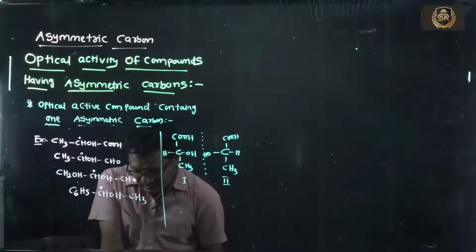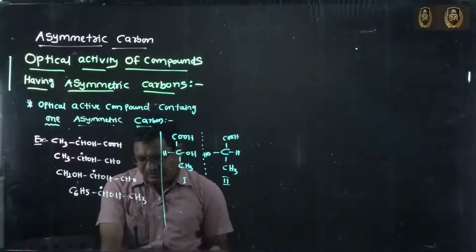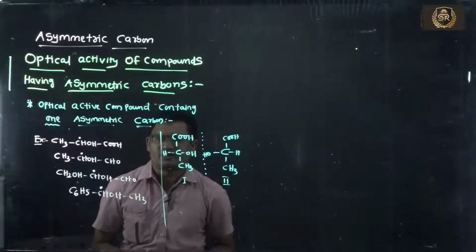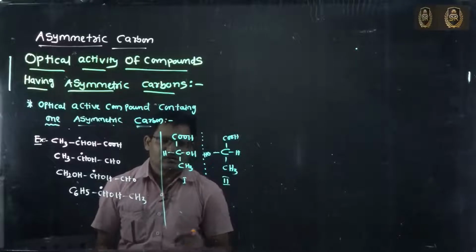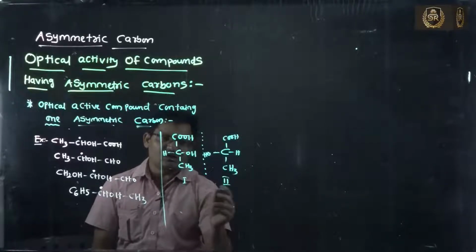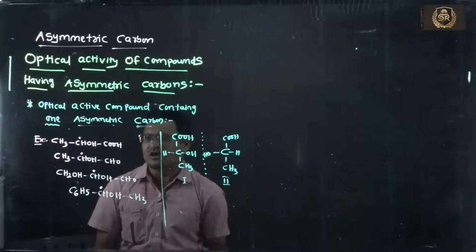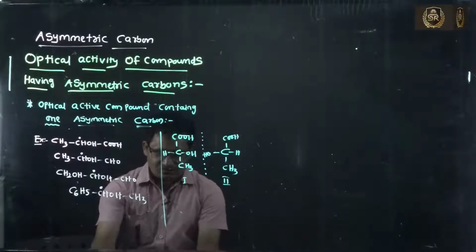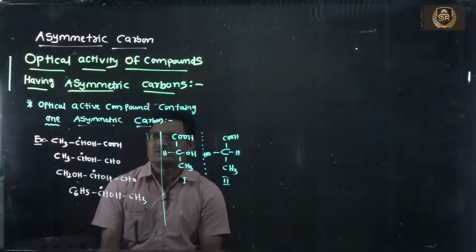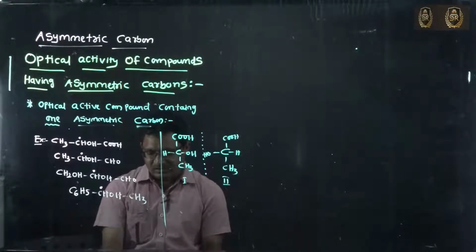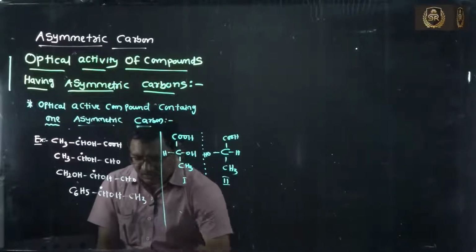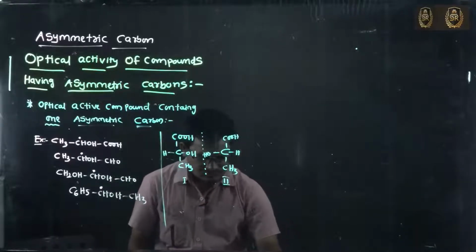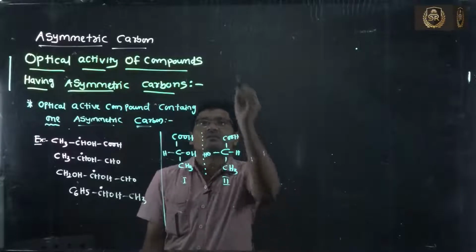That means one molecule having an asymmetric carbon contains two configurations. The two configurations, 1 and 2, are mirror images of each other, and are called enantiomer pairs. Now, this is one asymmetric carbon. Next one, optical activity of a compound containing two chiral carbon atoms.